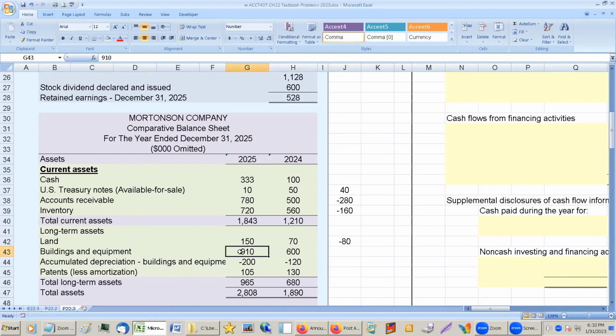Buildings and equipment went up. So again, our cash must have gone down. I can just copy this down, right? Yep.